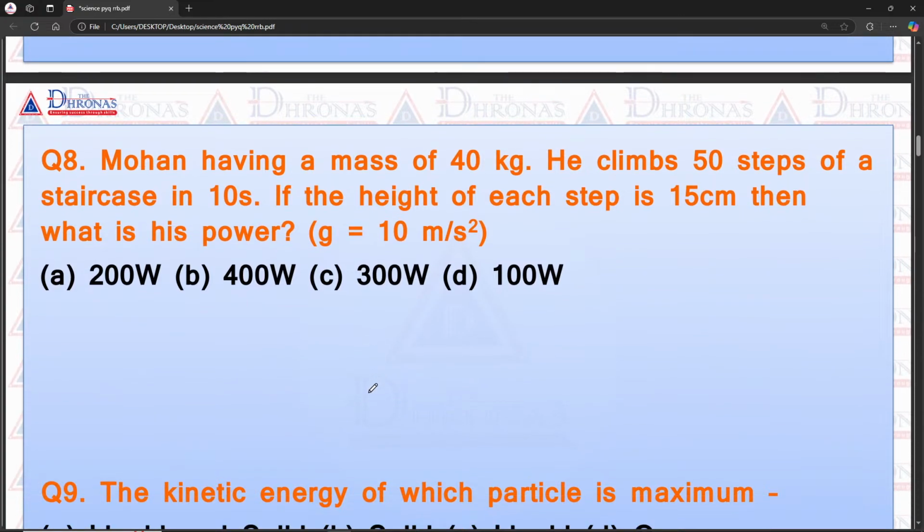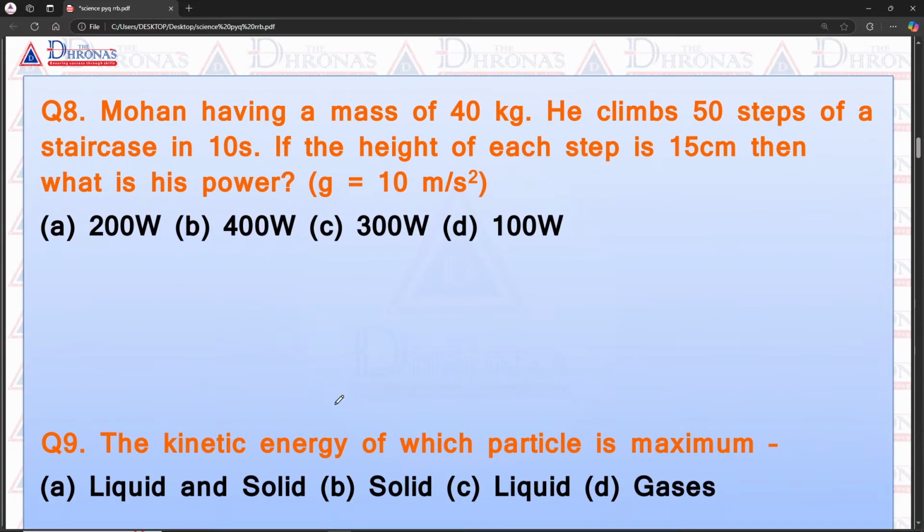Question 8. A boy having a mass of 40 kg climbs 50 steps of a staircase in 10 seconds. If the height of each step is 15 centimeters, then what is his power? Whenever you are doing any numerical from chemistry or physics, first you have to convert the units into a single system. Either it should be in the SI system or in the CGS system.